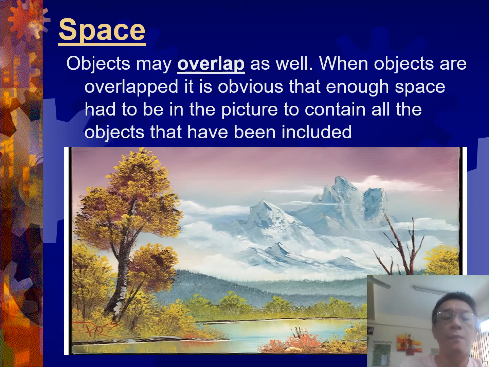Then in the space class, objects may overlap as well. When objects are overlapped, it is obvious that enough space has to be in the picture to contain all the objects that have been included. So sometimes in a space, there is an overlapping of the art in the picture. Just like this, that tree overlaps the snow and the mountains. It overlaps within the picture. This overlapping also adds greatness to a picture, because it constitutes reality.